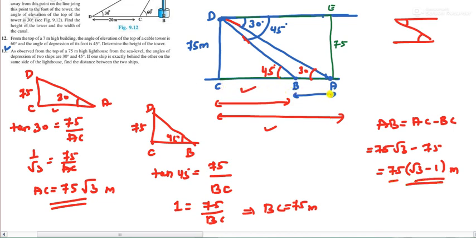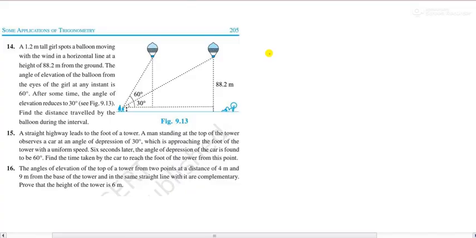Yes, it is the distance between the two ships. You can write the distance between the two ships is 75 into root 3 minus 1 meter. Understood? I hope you have understood. Now moving to the 14th question. Okay, so moving to question number 14 now.